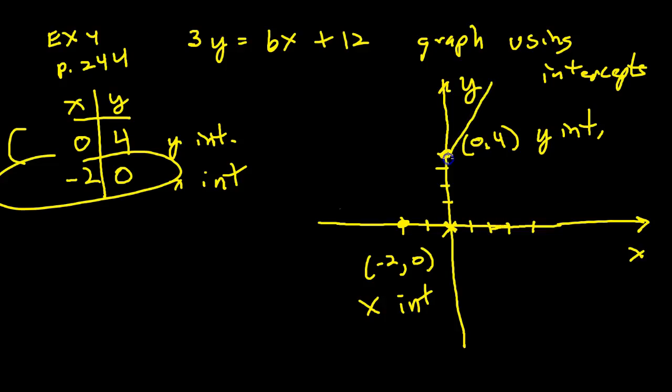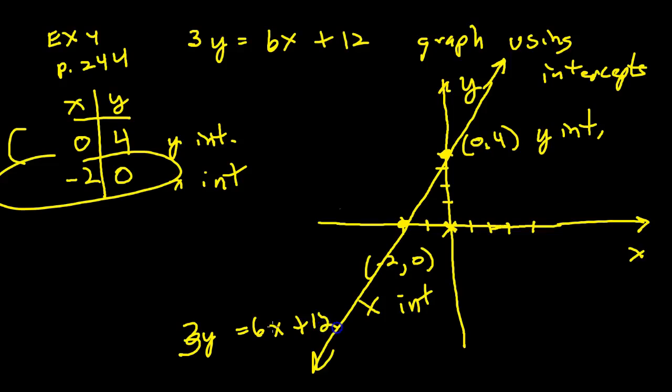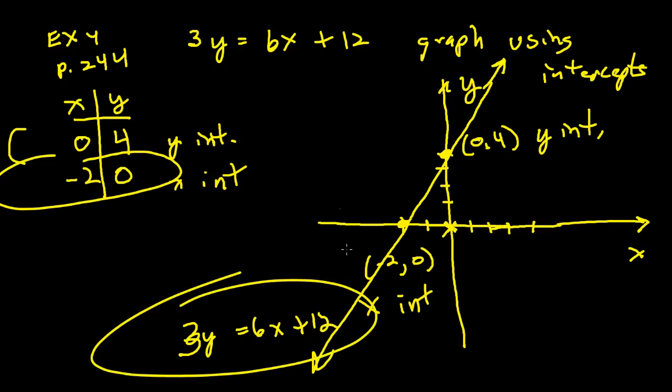So let me go ahead and connect the dots. There's my line. Not too bad. There's the labeled intercepts. And of course, label the line with the equation that generates it. 3y equals 6x plus 12. All right.